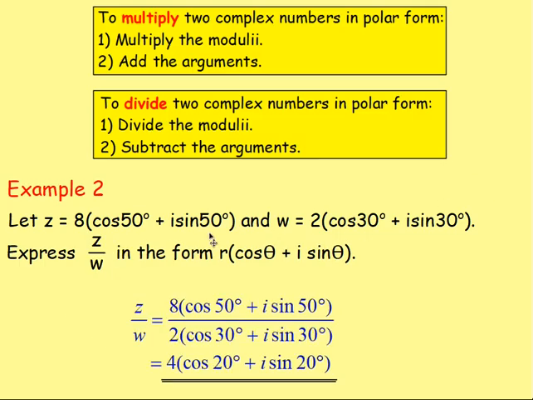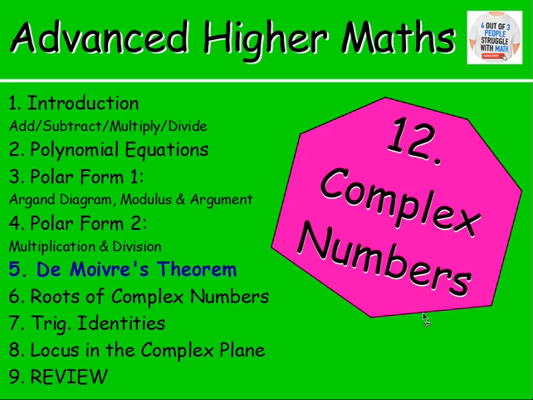To divide, well, when we're dividing, we divide the moduli and subtract the arguments. So we'd have the 8 divided by 2, which gives us 4, and if you subtract the arguments, the 50 take away 30 would give you 20. So we can work out the result of the division of complex numbers.